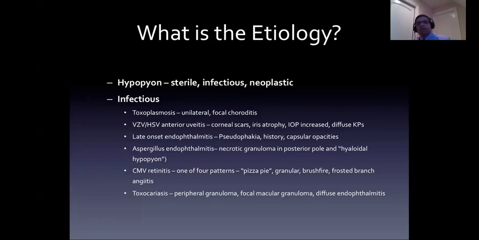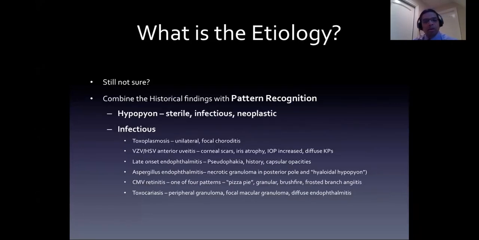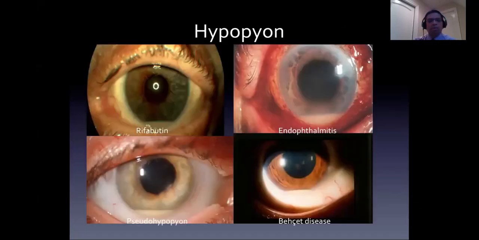A patient who has a history of HIV, who presents with vision loss and floaters and has evidence of necrotizing retinitis with retinal hemorrhages and a pizza pie appearance, that's cytomegalovirus retinitis. But they can also look granular or brush fire or even have a frosted branch angiitis appearance. Toxoplasmosis, you can see as a peripheral granuloma, a focal macular granuloma, or a diffuse endophthalmitis type picture as well. If you're still not sure, combine what you know about the history with the pattern recognition to try to determine the underlying cause.